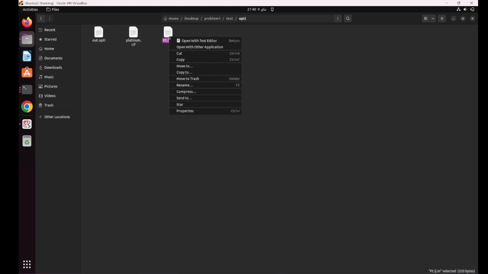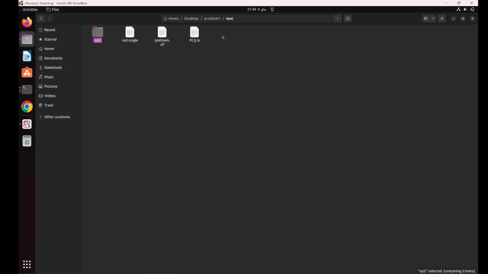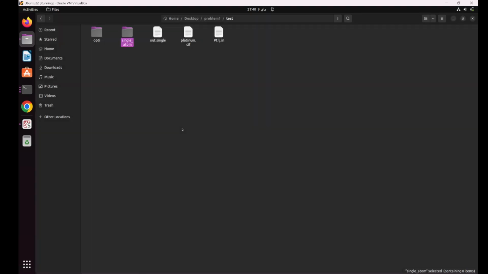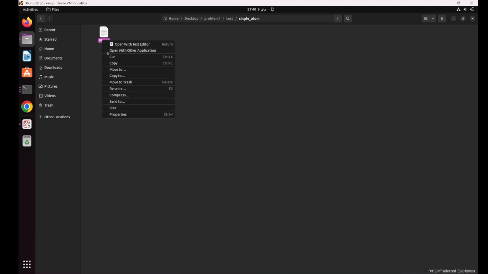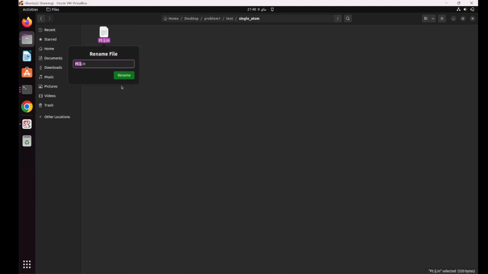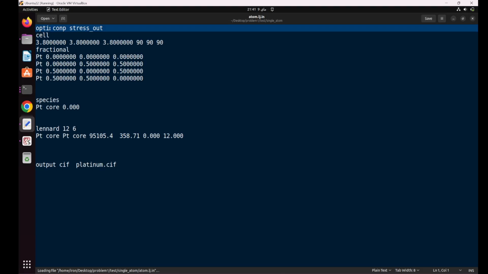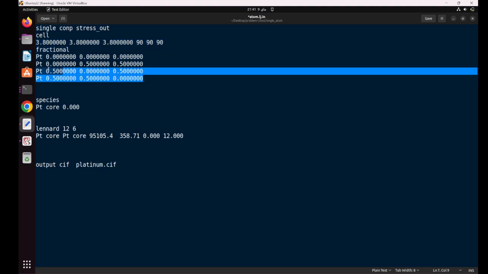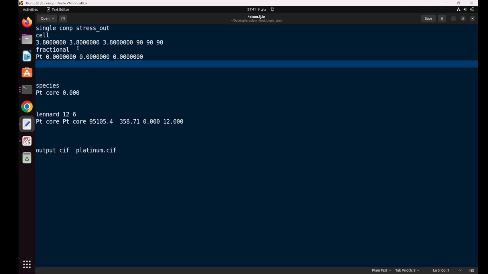In fact, let me take a copy of this and go back and make another folder. I will call it single atom. I will go in that folder, paste this file, and change the name of the file. I will call it maybe atom.Lennard-Jones.in. And I just need a single atom in vacuum, so I don't need to optimize any structure. I just need one atom, so there is no need for 3 atoms, so only one.